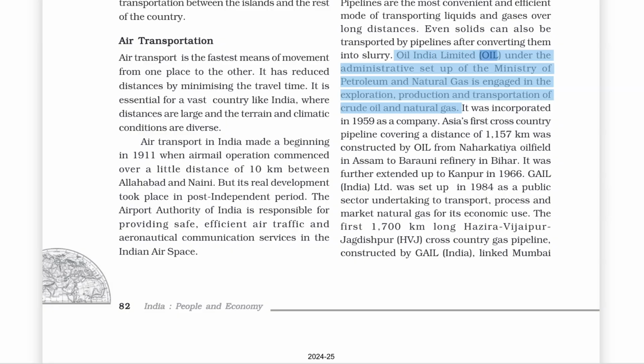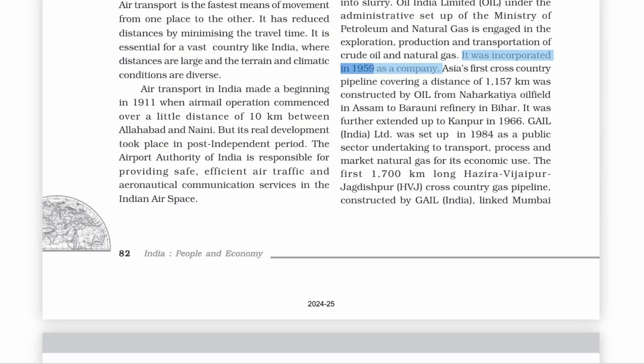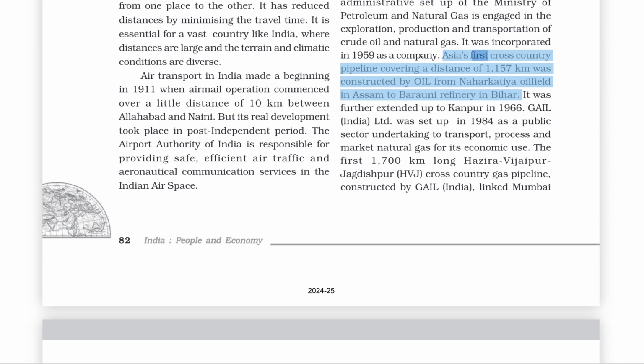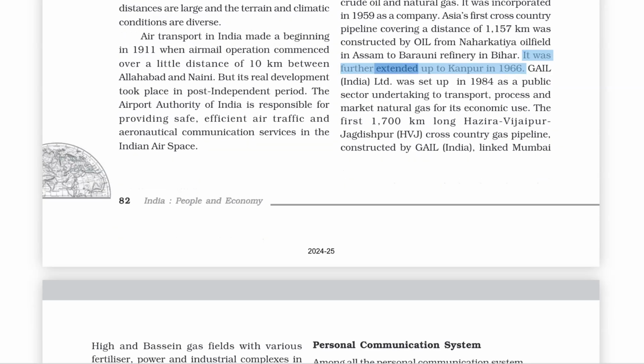Oil India Limited, under the administrative setup of the Ministry of Petroleum and Natural Gas, is engaged in the exploration, production and transportation of crude oil and natural gas. It was incorporated in 1959 as a company. Asia's first cross-country pipeline covering a distance of 1,157 kilometers was constructed by Oil India from Naharkatia oil field in Assam to Barauni refinery in Bihar. It was further extended up to Kanpur in 1966.